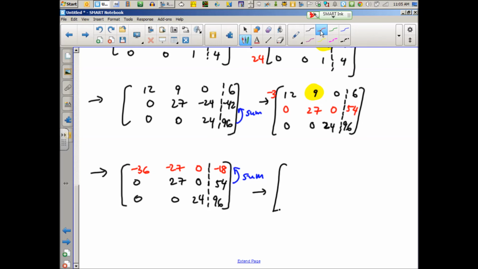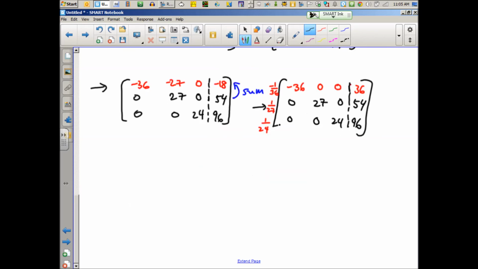Here it is. Negative 36, 0, 0, and 36. Middle row, 0, 27, 0, 54. Last row, 0, 0, 24, 96. And if I multiply the first row by negative 1/36th, the second row by 1/27th, and the last row by 1/24th, I get reduced REF.